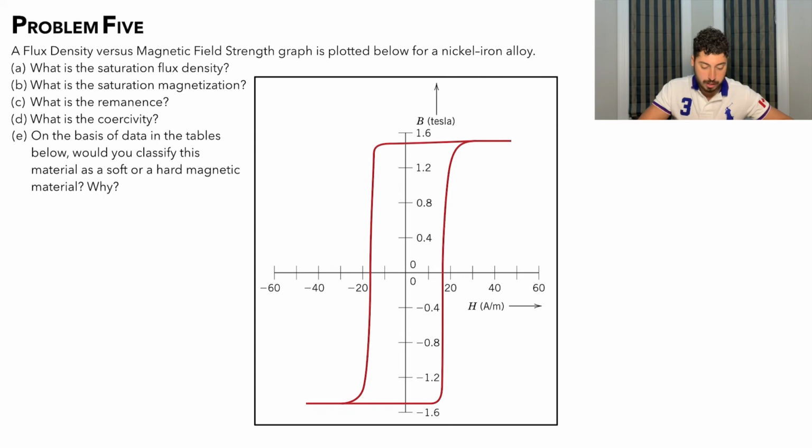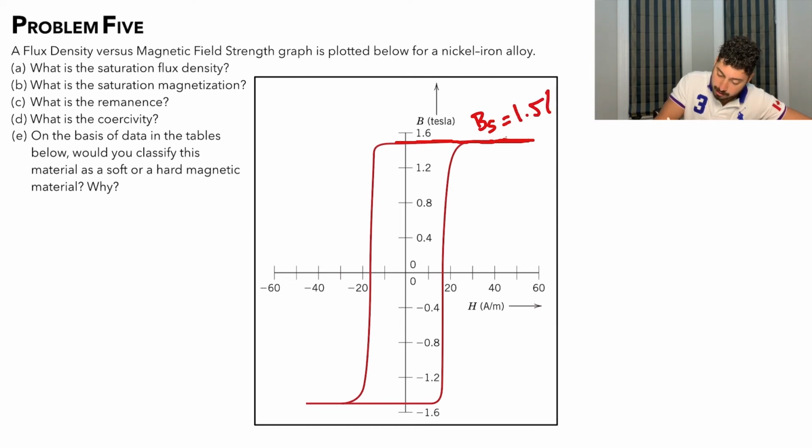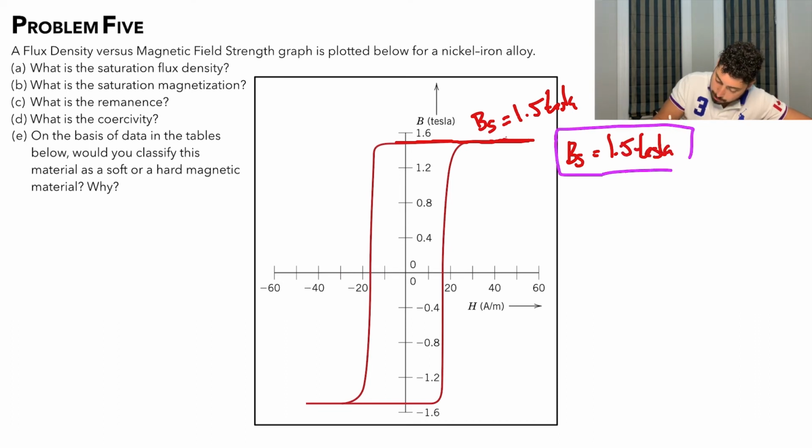A says, what is the saturation flux density? Looking at this typical BH curve, we can see that our material becomes saturated at this point. If we take this and come all the way across, we can say that our saturation flux density, BS, is approximately 1.5 Teslas. So BS is equal to 1.5 Tesla, and that'll be the answer to part A.